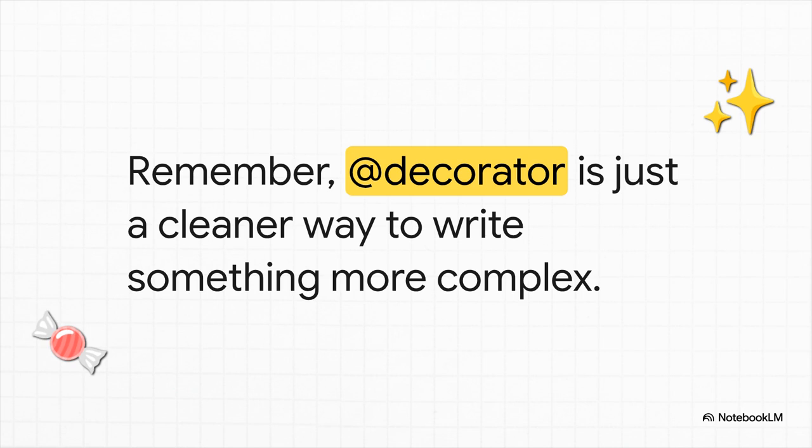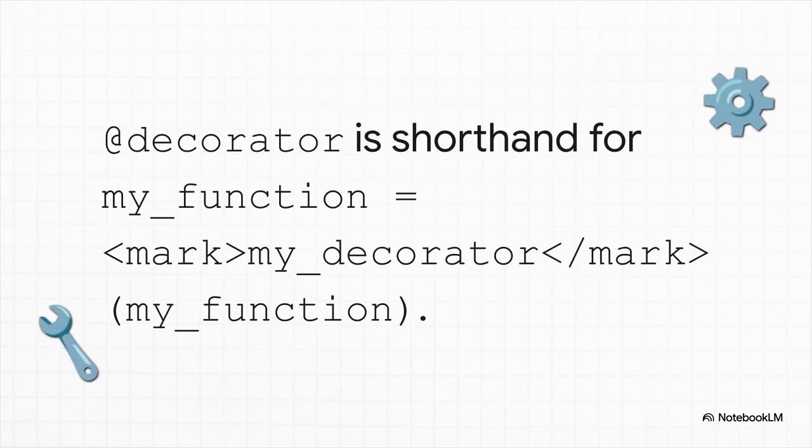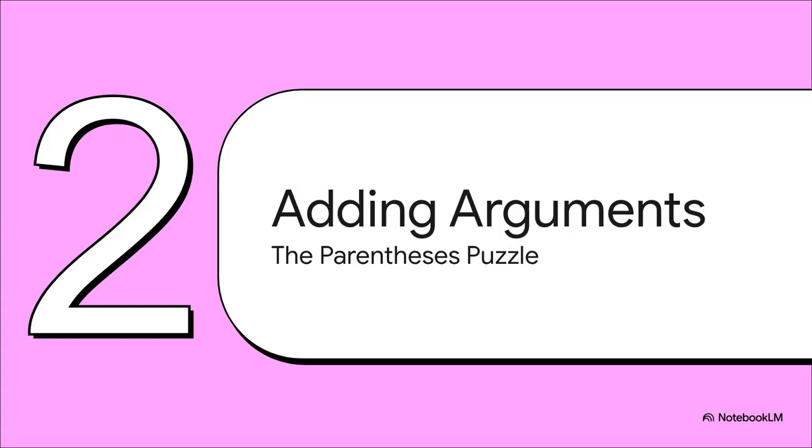It's just a fancy term for a shortcut, a much cleaner, prettier way to write something that's actually a bit more involved. And this is what's really going on. That @ symbol is just a shorthand for this line of code. At its core, a decorator is just a function. It takes another function as its input, does something to it, and then hands back a new modified function. That's the fundamental rule we've got to remember. Okay, foundation set. Now for the main event.